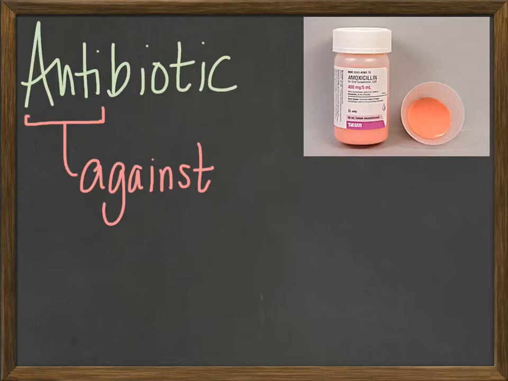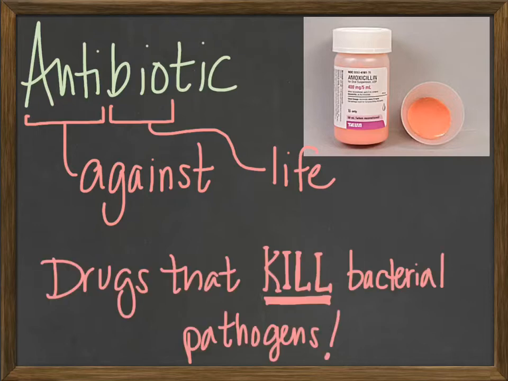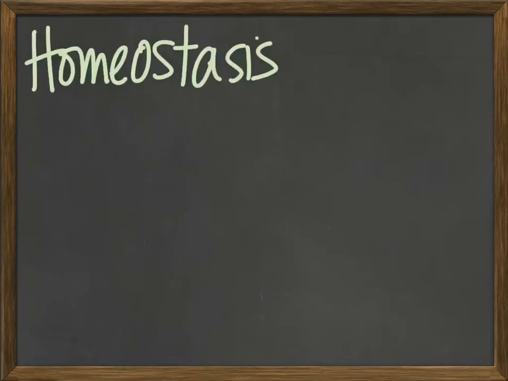Anti means against, and bio means life. Well, wait a minute, that doesn't sound very good. Antibiotics are drugs that kill bacterial pathogens. Remember, bacterial pathogens are living things. Antibiotics don't work against non-living pathogens. So let's look at the word homeostasis. I know this is in a slightly different order than you have them on your slides, but that's okay.